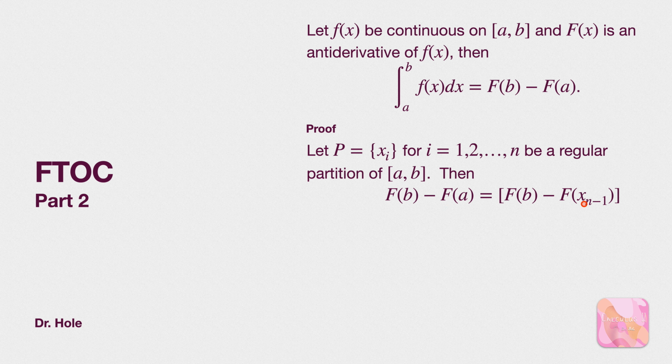No problem. I've added in this term, negative F of x sub n minus 1. Remember that on the partition, x sub n is B. So B is the last term in the partition, and x sub n minus 1 is the second to last term in the partition. Now, if we add in that term as a minus, but then add it in as a positive, then the net effect is 0.